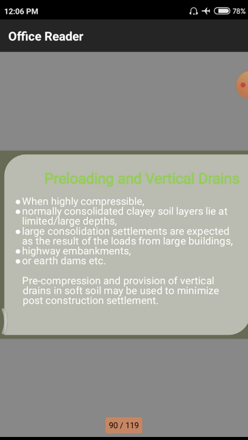That is the main content. That means post-construction settlement. Post means after the construction, pre means before the construction. If we apply a technique before the construction, we will arrest the post-construction settlement. That means after the construction there is a small quantity of settlement. Those settlements will be arrested by using these preloading techniques.